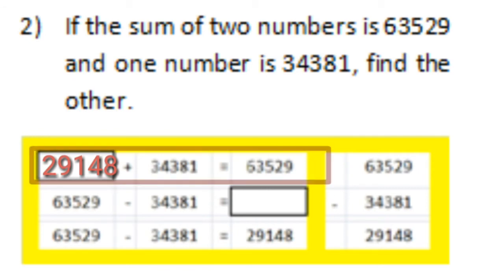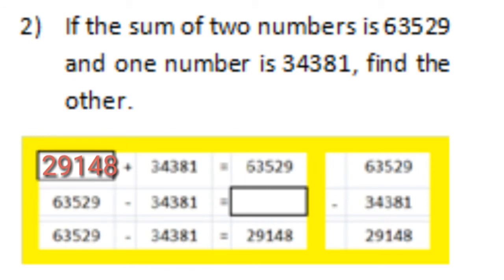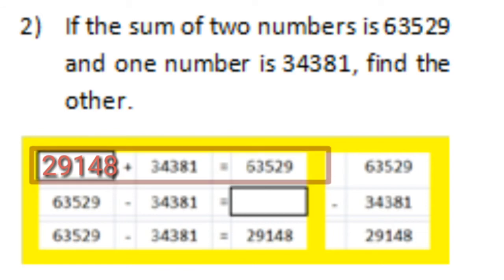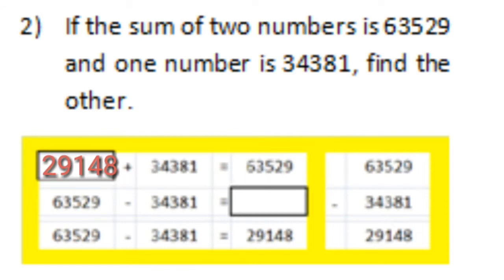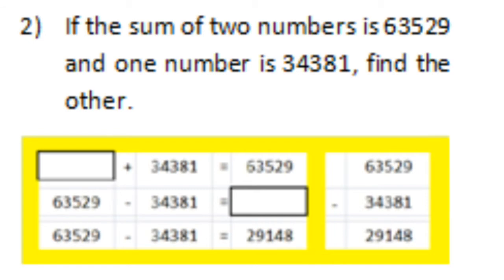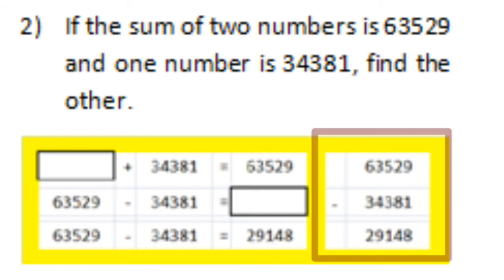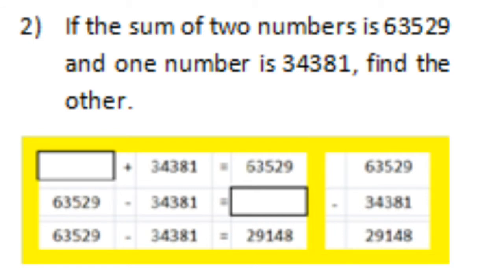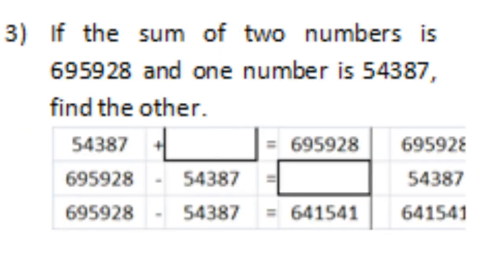So 29,148 plus 34,381 equals 63,529. When we check, we subtract 34,381 from the sum, we will get the answer also 29,148. Okay. Next, see question number 3.